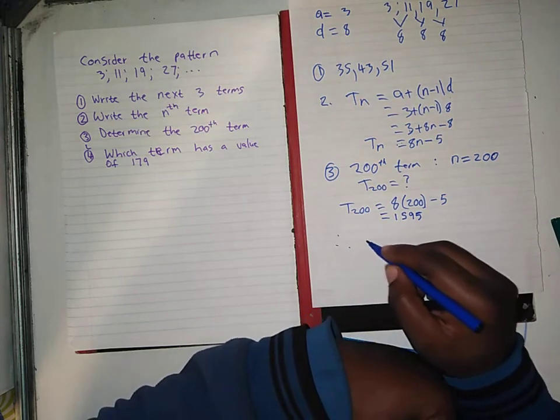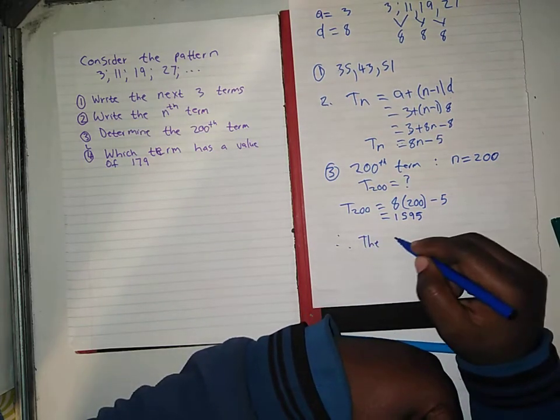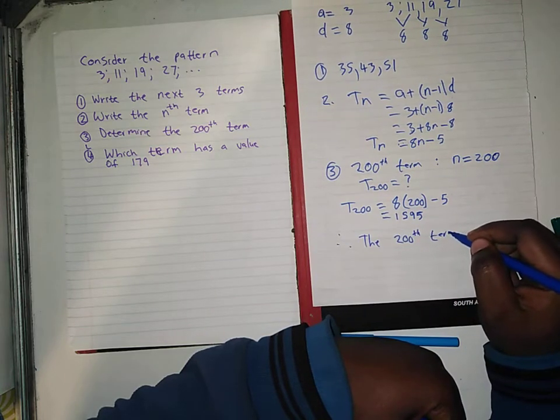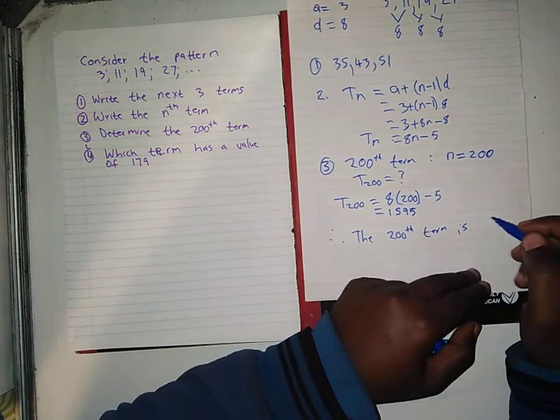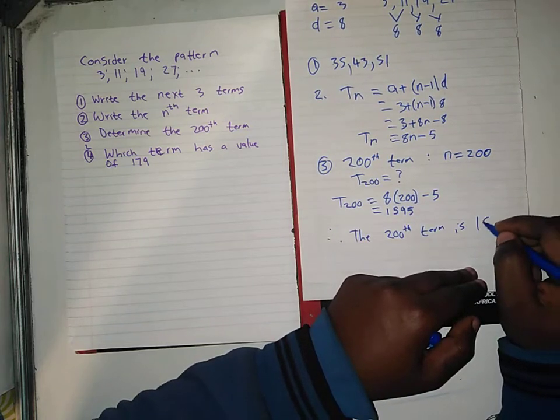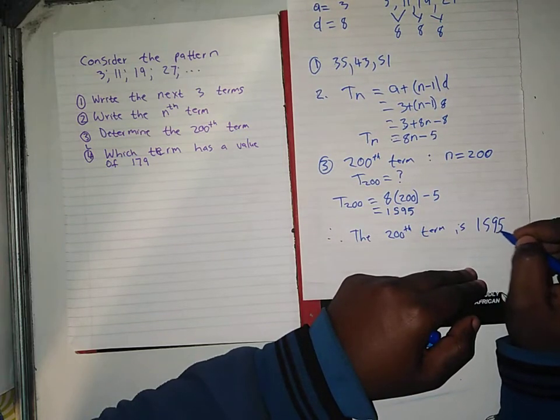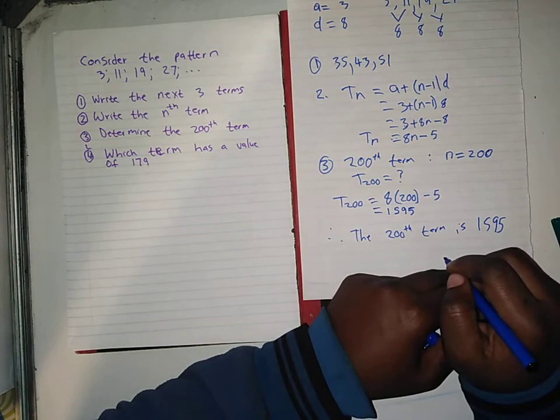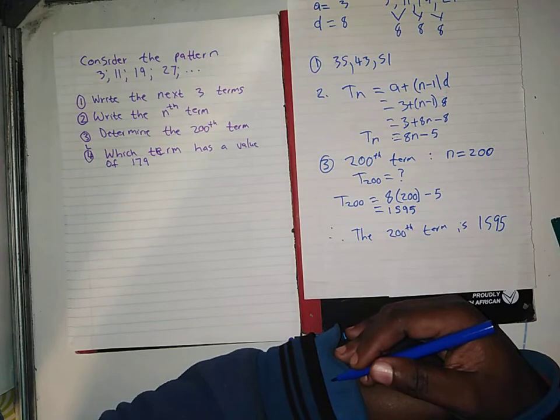Let's write it down. Therefore, the 200th term is what? It is 1595. Okay, wonderful.